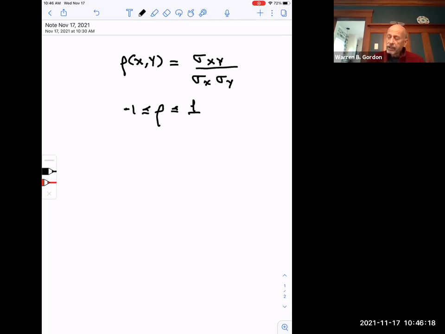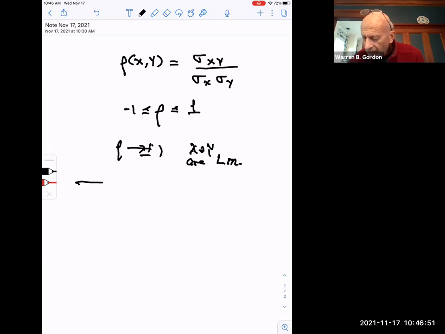Moreover, for values close to 1, if rho is near 1, then x and y are linearly related. If it's near 0, then not linearly related. And this is more important probably in statistics than it is in actual probability theory. But it's a very, very useful measure.